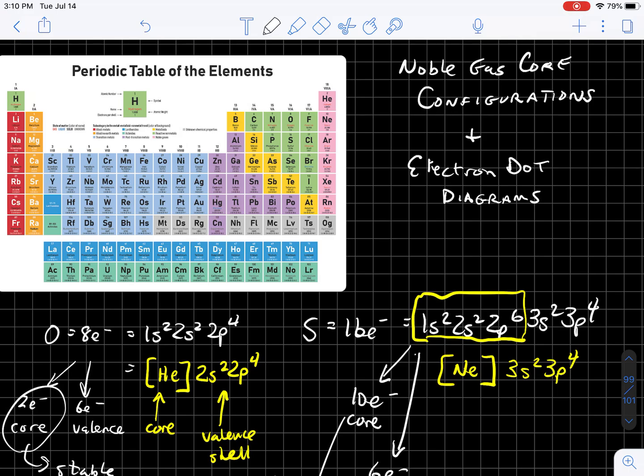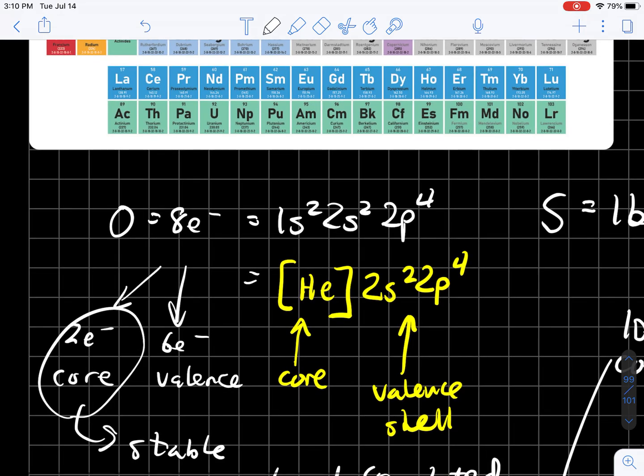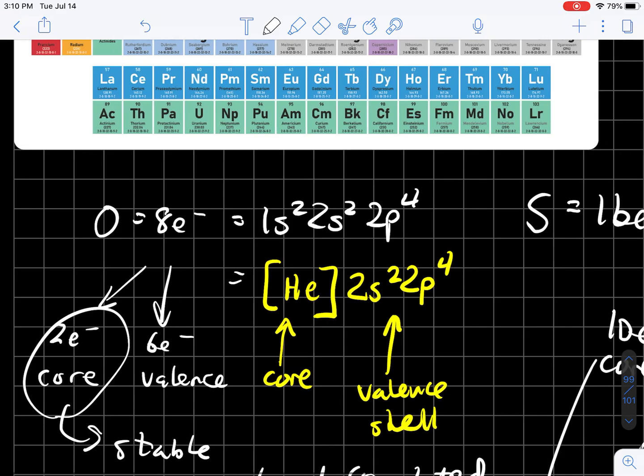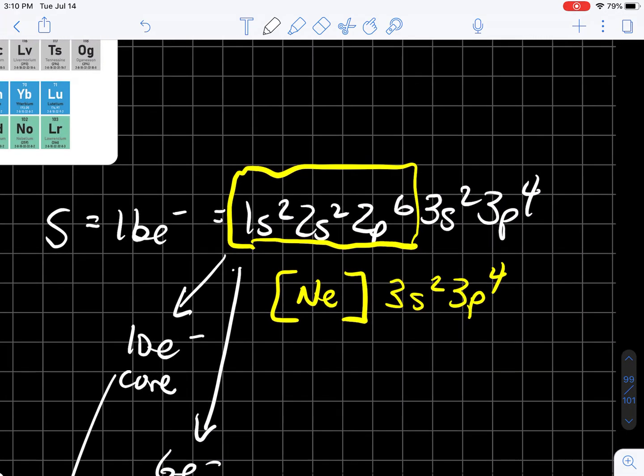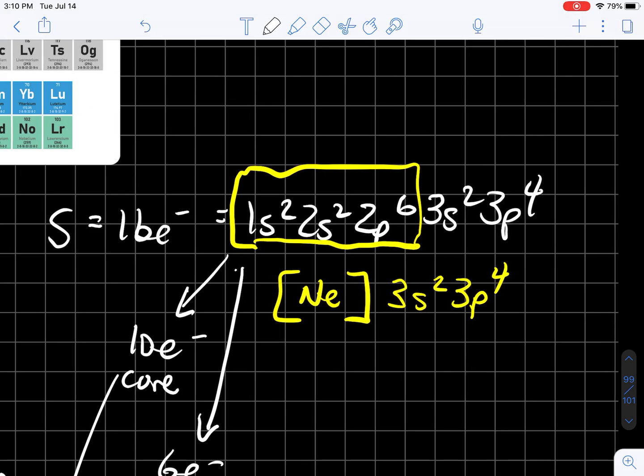So a better way of writing the oxygen configuration is to write helium core 2s2, 2p4. That way we know there are 6 electrons available for bonding, and then the ones in the core have the same arrangement as helium, which is stable. For sulfur, a better way of writing the configuration would be to write a neon core, 3s2, 3p4, and those 10 electrons are stable because they're in the same arrangement as neon.